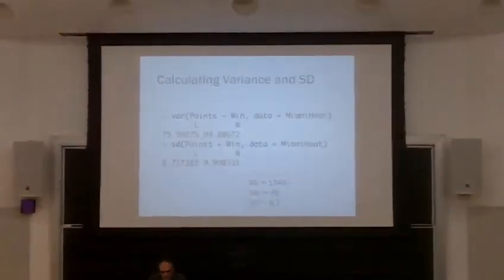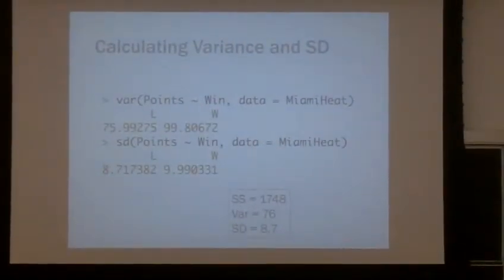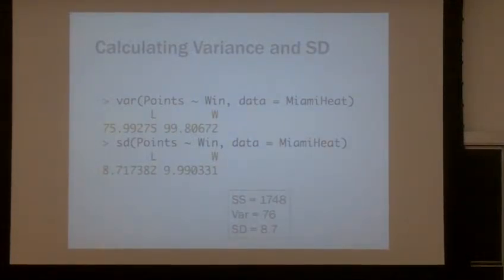Okay, so for the Mayan heap, and by the way, you can use R code. We're not going to do it today because we just don't have the time. But you can calculate the variance of any distribution just by saying var. And if you say points tilde when, it'll give you the variance for points in different levels of when, whether it's win or loss. And you can see the scores below there. 75.99 for losses, 99.80 for wins. That's the variance.